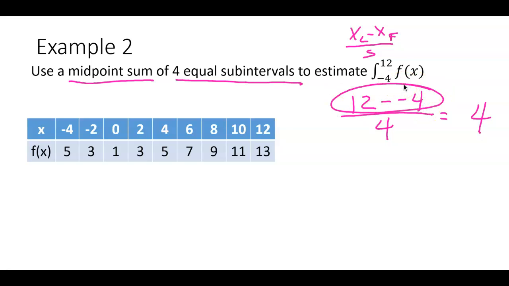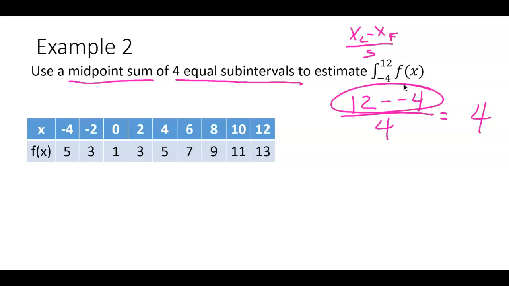Bonus points. What does 12 minus a -4 tell me? What does that tell me about this? The width of what? Not the width of a rectangle. What does 12 minus -4, what is that? 16, right? So what does that tell me the width of, if you want to call it that? The whole graph. In other words, how far the graph is, right? So that's what we're looking at.